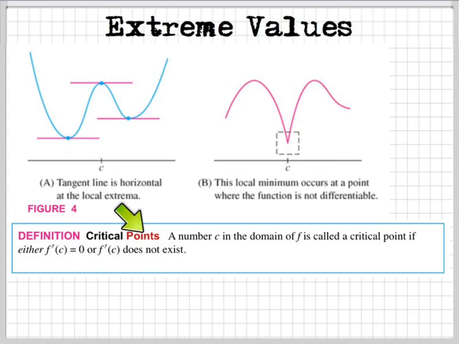So let's think about this. A number c in the domain of f, that's where the critical points are, those are x values, is called a critical point if either f prime of c equals 0, which is what we did. Remember we set f prime equal to 0 to find the c's? Or f prime of c does not exist. So if f prime of c does not exist, you know that there's a critical point.